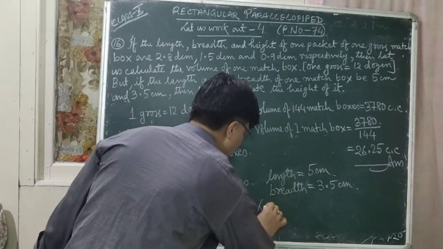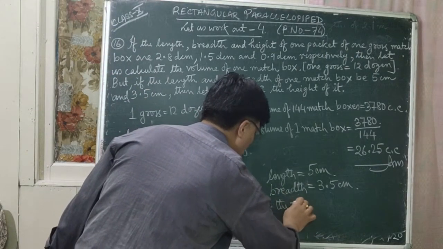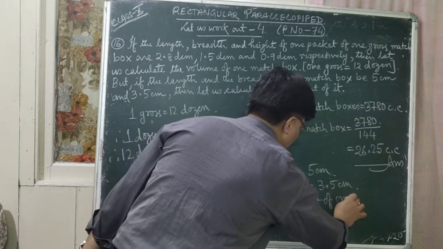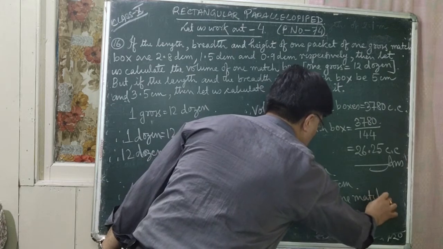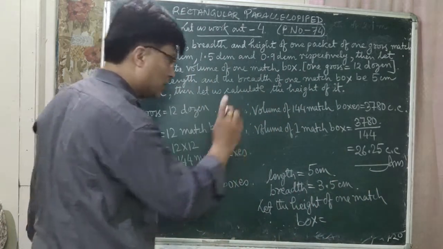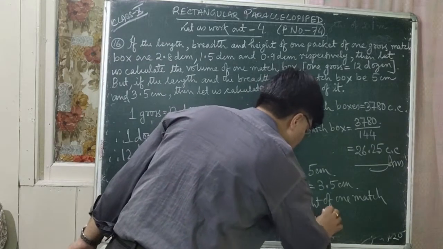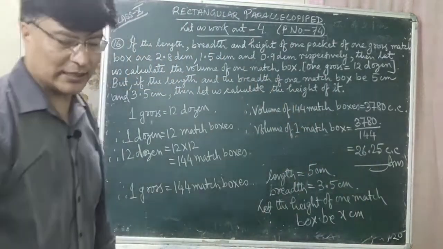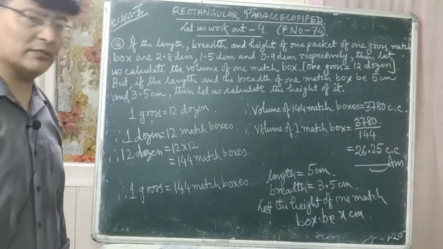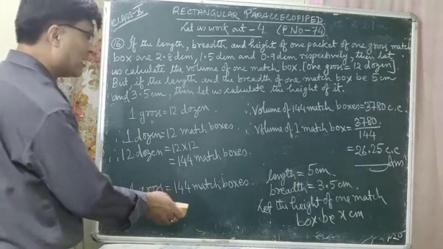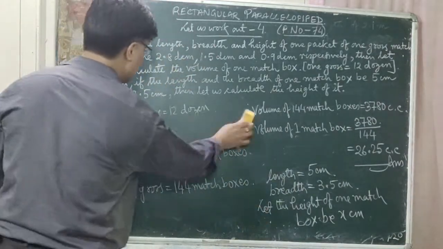Let the height of one match box be x centimeter. So let us assume it as x centimeter. So I think you have understood it. Okay. So let us calculate the volume of this one match box, right?